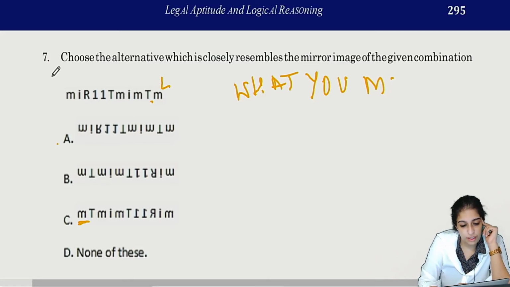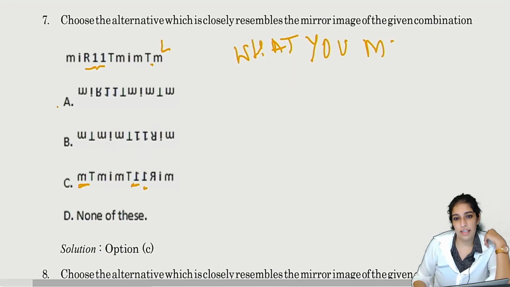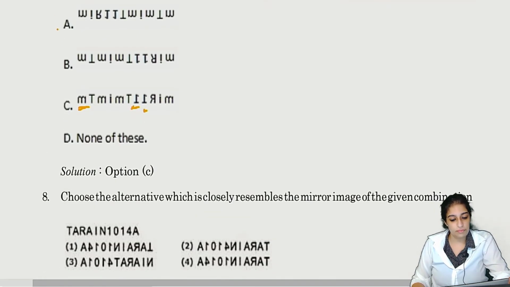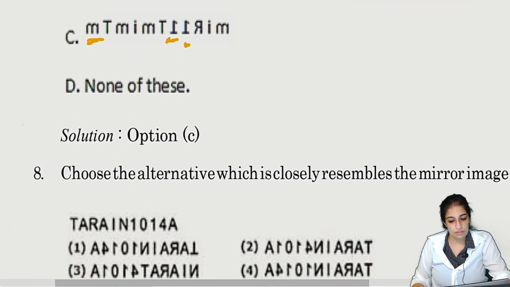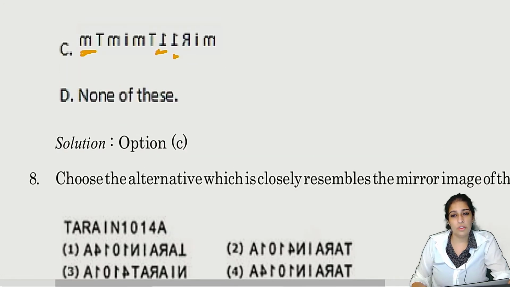T 1 देखो उल्टा हो जाता है. It was pointing towards the left hand side, now it will point towards the right hand side. Same thing R, I, M. According to me it is C. Okay, see if you are right. Yeah, it is right. Okay, let's go to the next one.